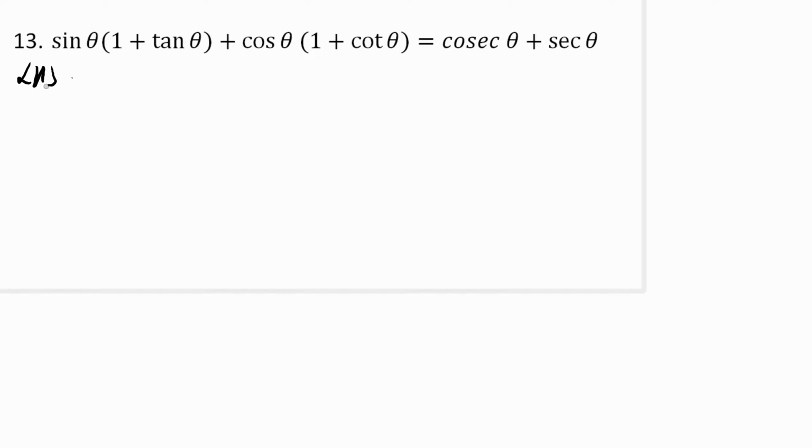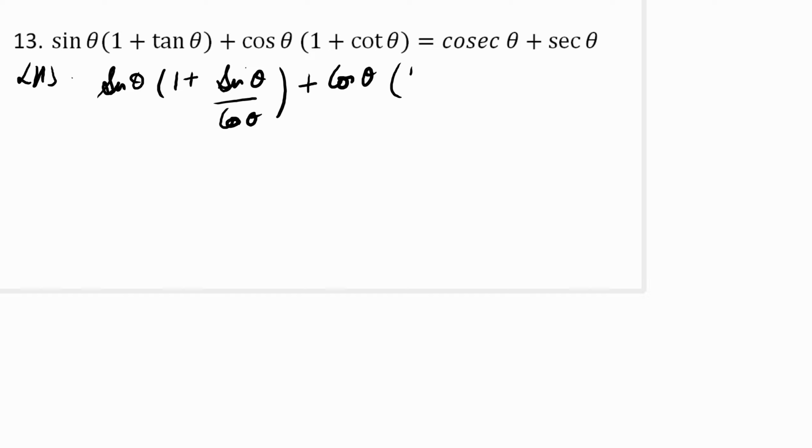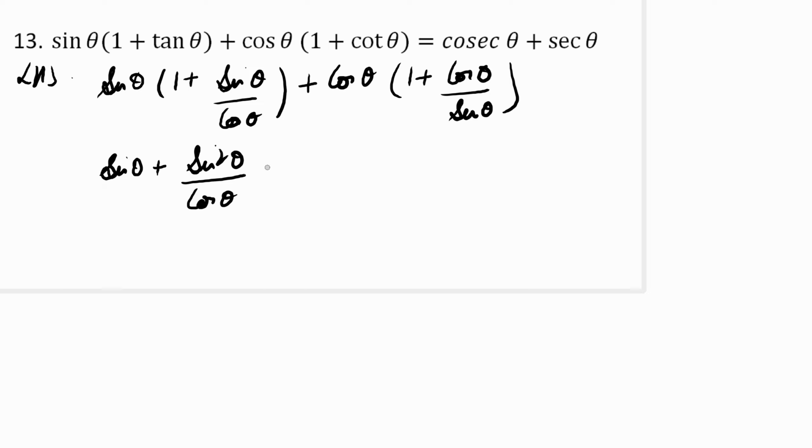Left hand side will become sin theta (1 + sin theta upon cos theta) + cos theta (1 + cos theta upon sin theta). Cot theta is cos theta upon sin theta. So it will become sin theta plus sin square theta upon cos theta plus cos theta plus cos square theta upon sin theta.